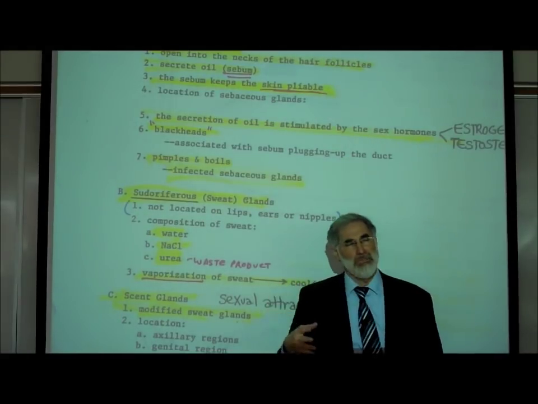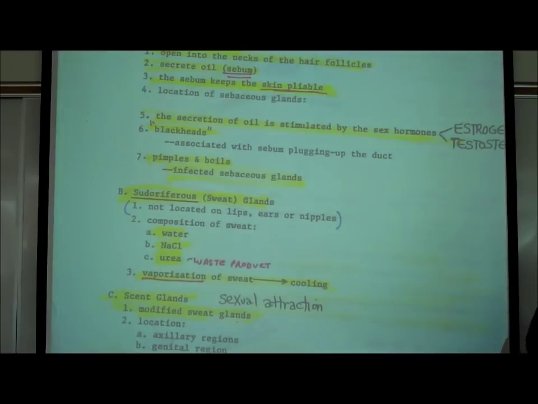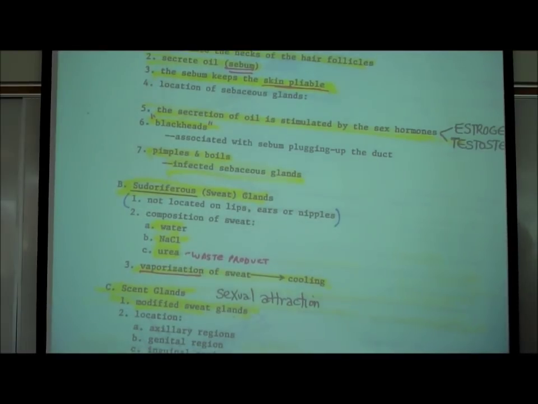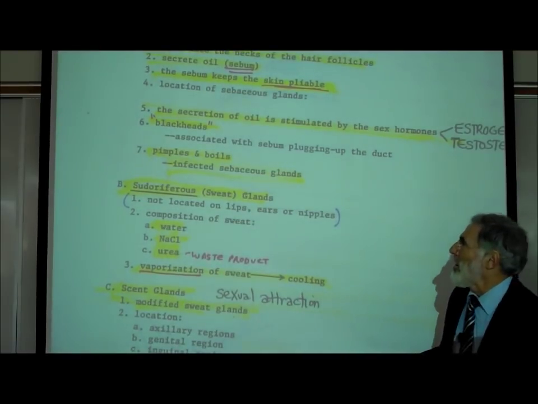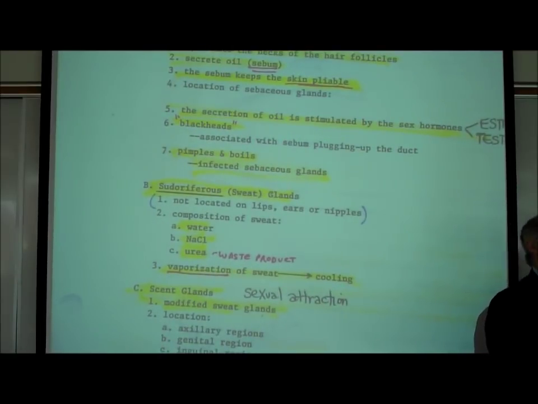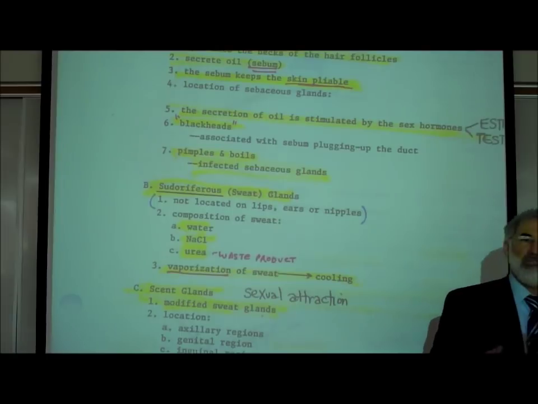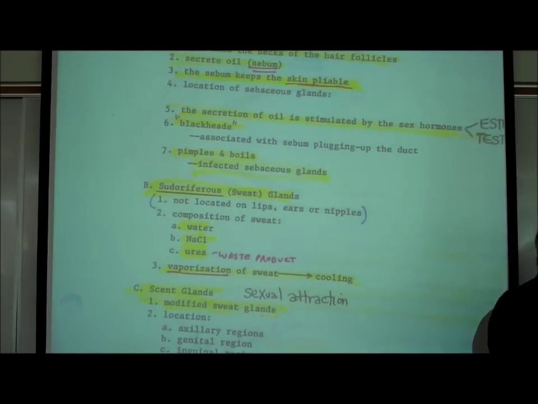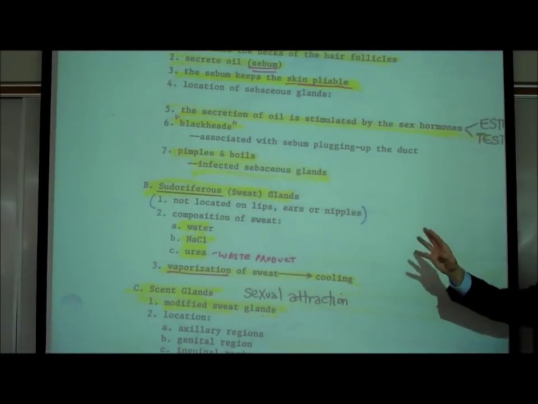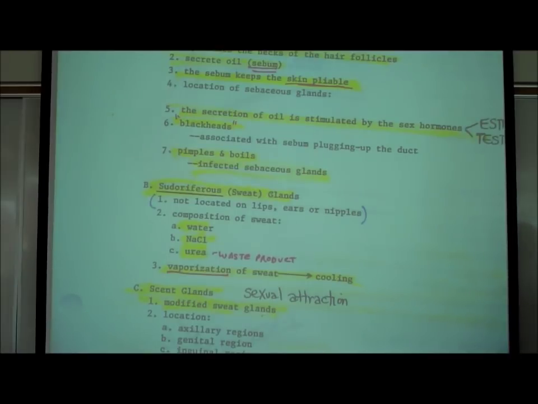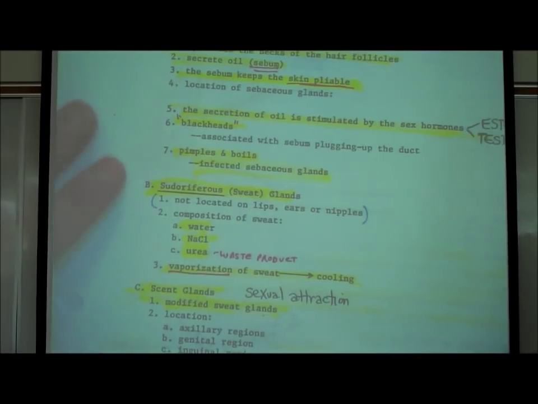What are pimples and boils? That's an infection of the sebaceous glands, of the oil glands. So there are bacteria that can infect the sebaceous glands. And in micro, you will hear of bacteria called Propionibacterium acnes and Staphylococcus aureus. And these are different bacteria that infect the oil glands, and that causes a pimple or a boil. That's where it's all infected.